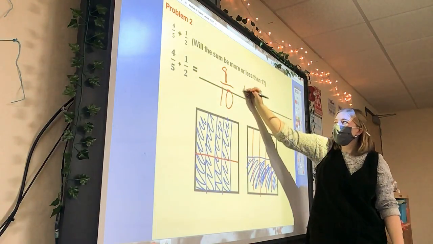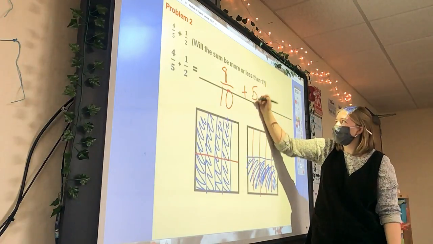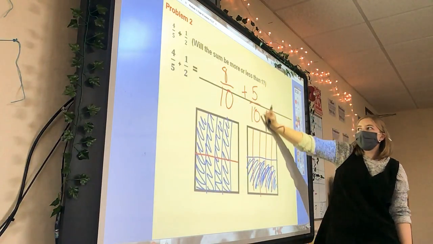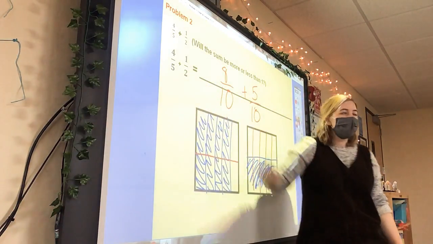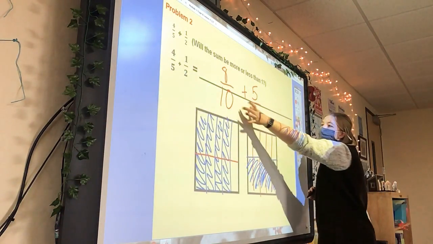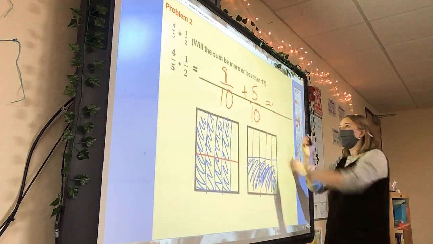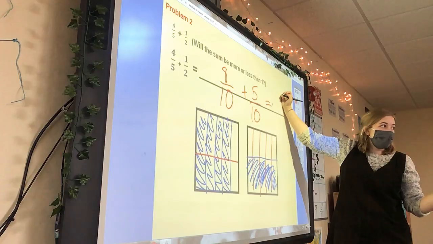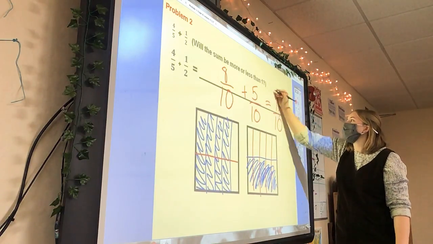Then over here, it became 1, 2, 3, 4, 5 out of 10. So 5/10. Check it out. Is 5 half of 10? Yeah, so it's an equivalent fraction to 1/2, right? So now we have the same denominator, which means I can add them together. So 8 plus 5. What's 8 plus 5? Ready? Go. 13. So, cool.